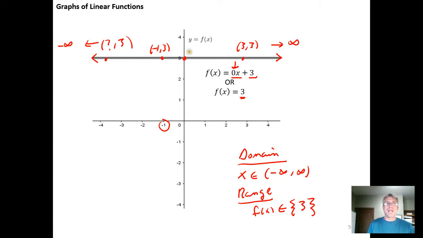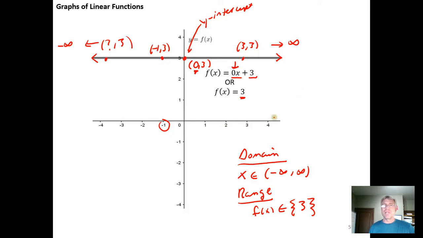I still have a y-intercept right here. And my y-intercept is located at 0, 3. Again, the x-coordinate is 0 at that y-intercept. And this horizontal line has no x-intercept. This will generally be the case with horizontal lines. They will usually not have an x-intercept, and they will have a y-intercept.